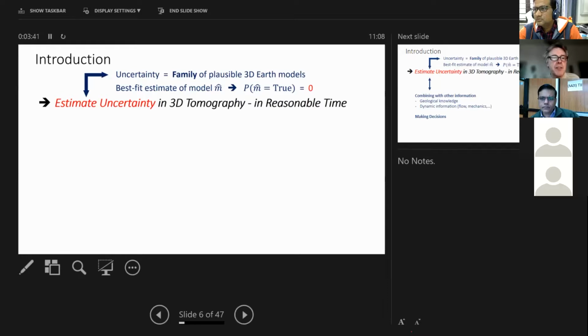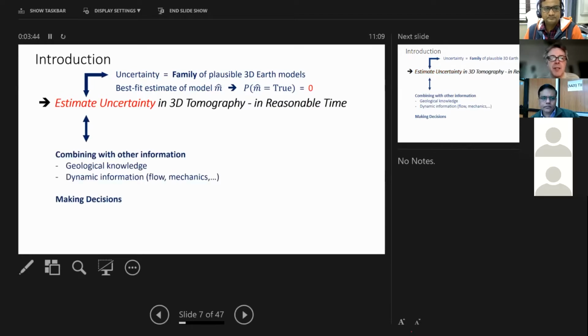The second reason that I'm interested in uncertainty and not in this best fit model is that we need to understand the uncertainty in our models in order to combine them with other information to ultimately make decisions. If we want to combine the geophysical models we create with geological knowledge or with dynamic information from flow measurements or simulations, mechanics, and so on, we have to understand the relative uncertainty in each of these different sources of information to combine them. If one of them is particularly uncertain, then we should give it less weight when we combine them. But unless we've estimated the uncertainty, we can't do that.